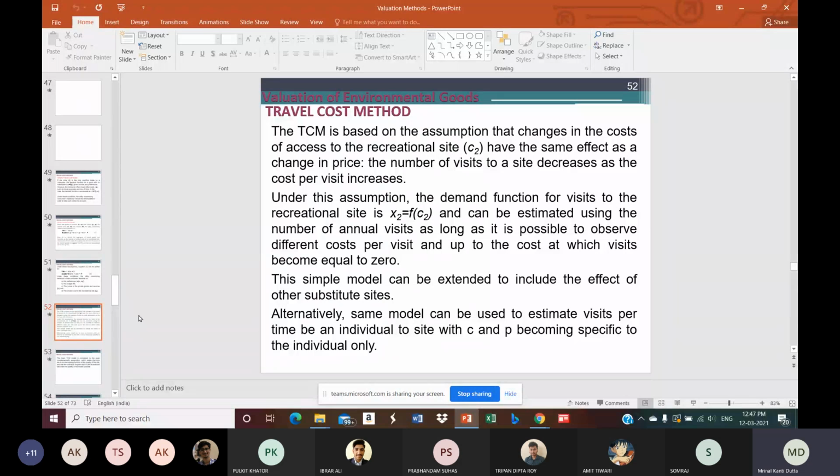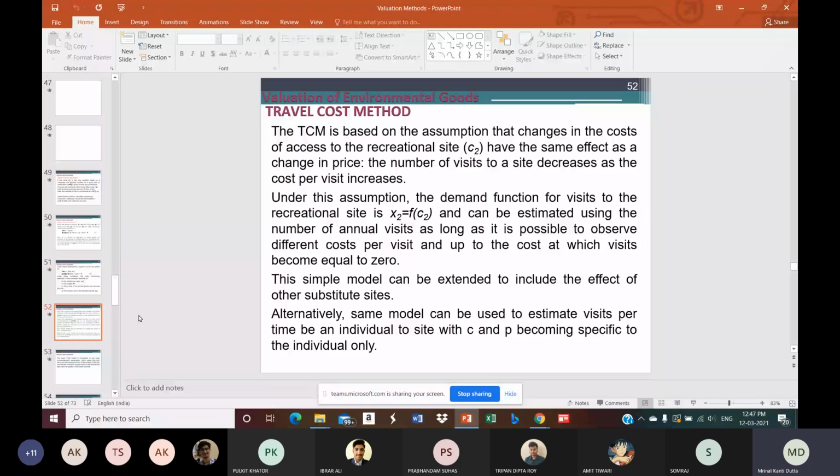So the demand function for visits to the recreational site will be given as x2 is a function of C2, and it can be estimated using the number of annual visits as long as it is possible to observe different costs per visit, up to the cost at which visits become equal to 0. So depending upon the cost of undertaking the travel, the number of visits might be determined, and this number of visits will signify the demand for the services. And this demand function will help us in estimating the economic value. So this is the model.